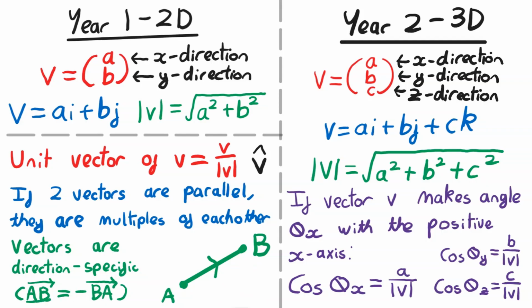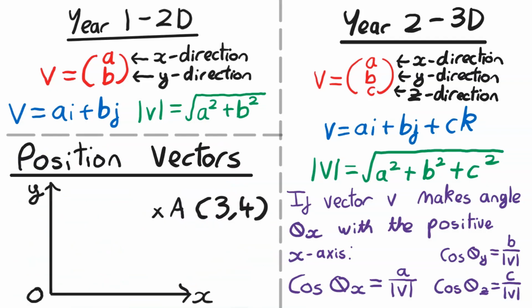If we go in the other direction, so we go from B to A, we'd be going this direction. This would be the vector BA instead. These are not equal to each other, they are negatives of each other. So AB is equal to minus BA. This is what I mean by vectors being direction specific. It matters what direction you're going from, either A to B or B to A.